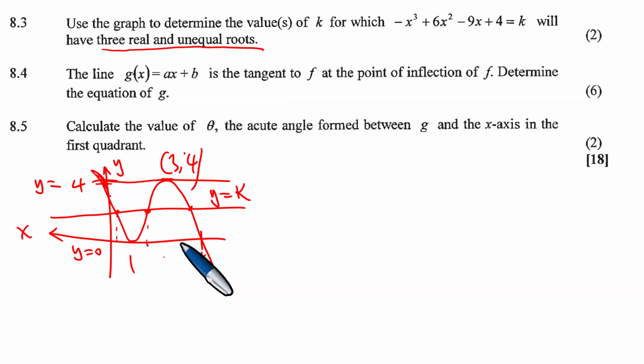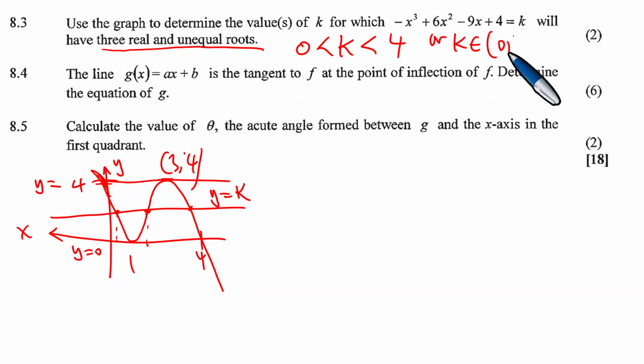Okay, so at this point we restrict ourselves to this. It means therefore that we want to find the values of k. So k can only be between 0 and 4. K is between 0 and 4. If we don't want to say that, you can say k is an element of the interval from 0 to 4. But let's look at 8.4.